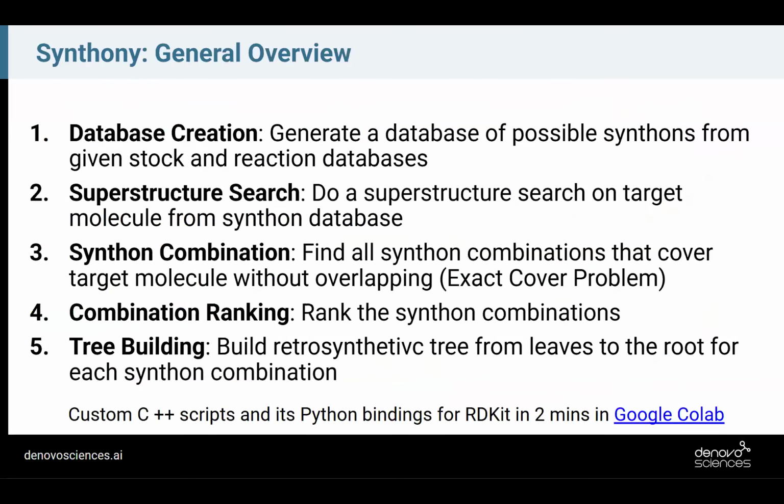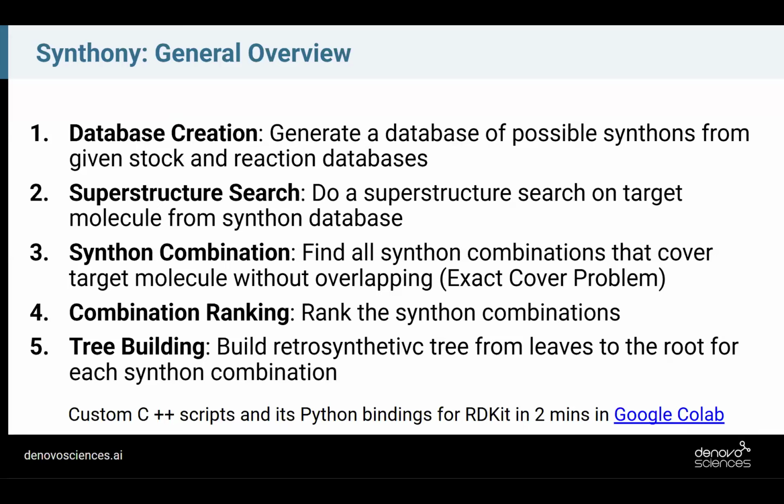And to do this, here's the general approach that we have adopted. So first, we have a database creation of synthons. So we pick out a reaction database as well as a building block database and create synthons from that. The second step would be to do superstructure search on the database for our target molecule. The next step would be to find combinations of all synthons that actually make up the whole target molecule without any overlapping. Then we will rank those combinations and eventually build the full retrosynthesis tree from bottom up.